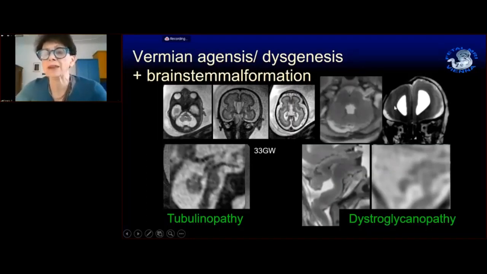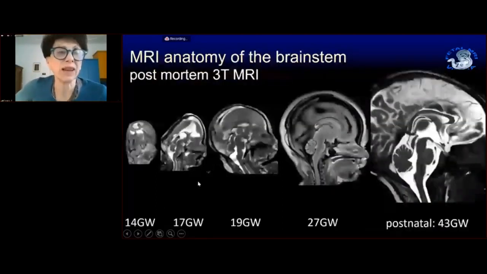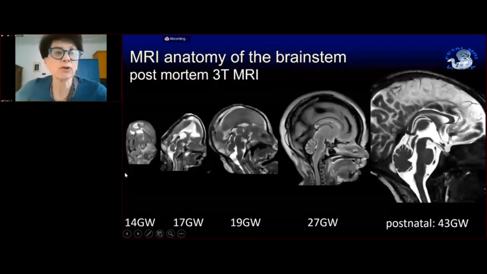Well, let's look at brainstem anatomy as it is seen on MRI. We have here some postmortem specimens showing the growth and the formation of the brainstem, as already was shown before on pathological specimens, but here on MRI.